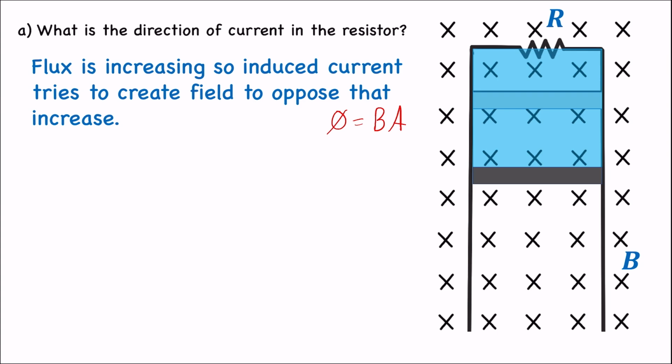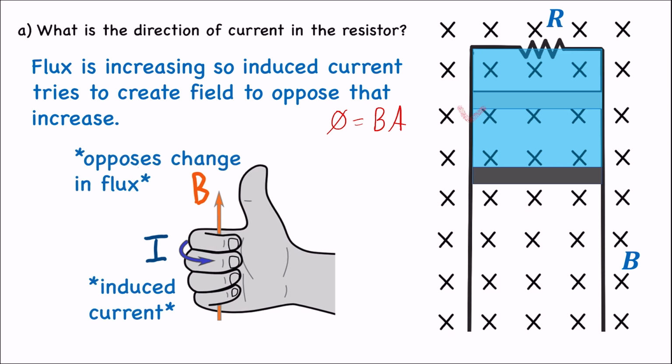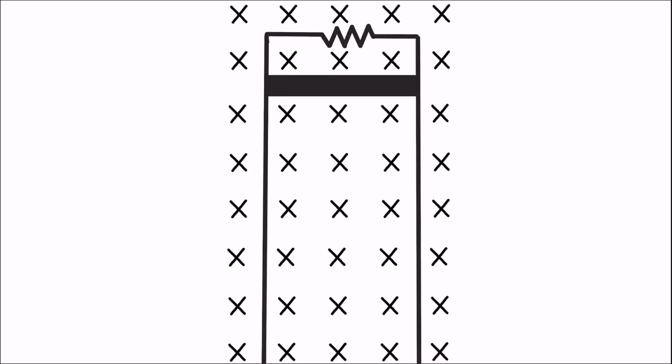So to get an induced current to create that field, I use the right-hand rule, which says I'll point my thumb out of the page to resist the change in flux. Again, the flux is into the page and increasing. I want to act against that, so I point my thumb out of the page. And when I do that, my fingers are going to curl counterclockwise, which means that current's going counterclockwise through this loop and going left through the resistor.